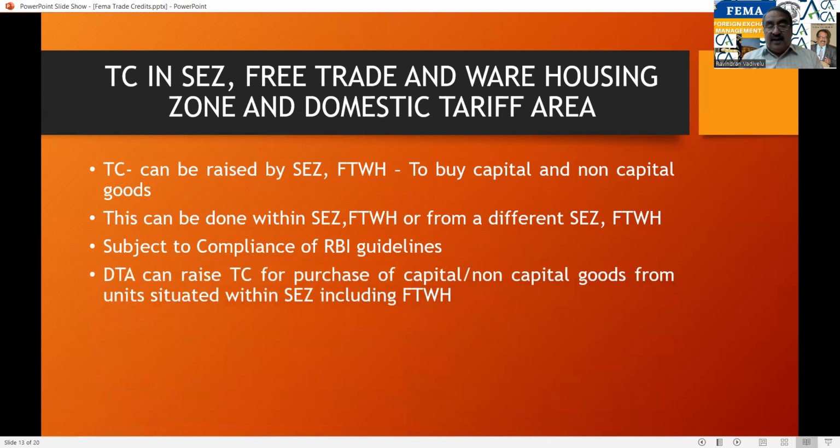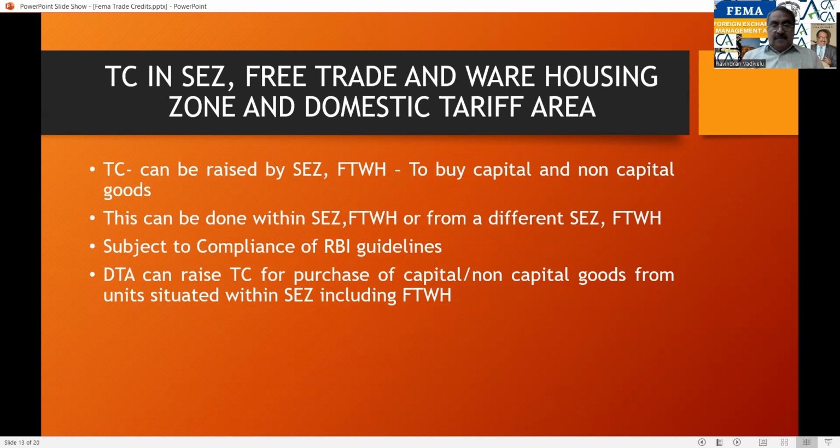And domestic tariff area, within the domestic area also you can buy capital goods and non-capital goods from the units situated in special economic zone. Here, FTWH, that is free trade and warehousing zone, is a part of SEZ. So that is also possible.